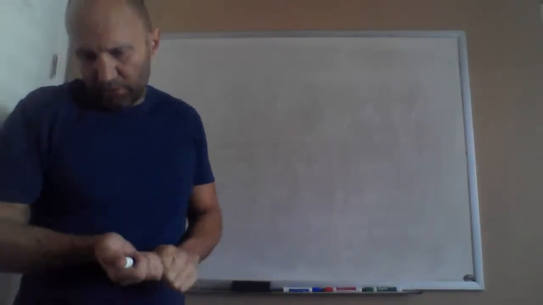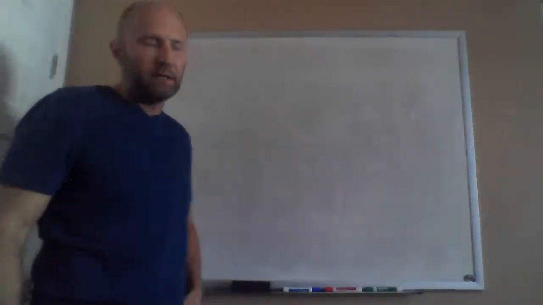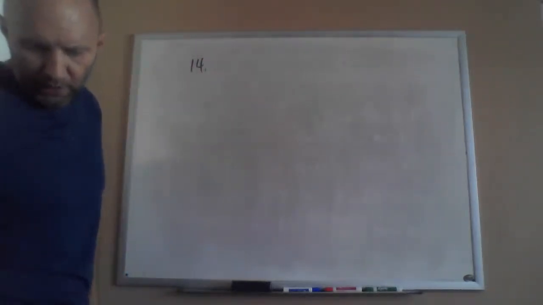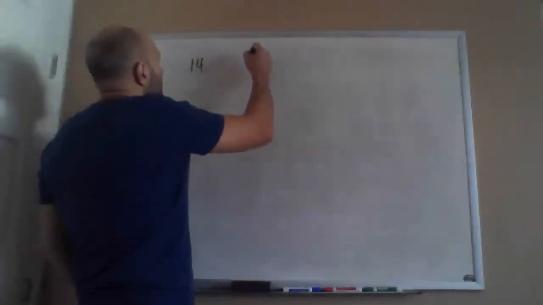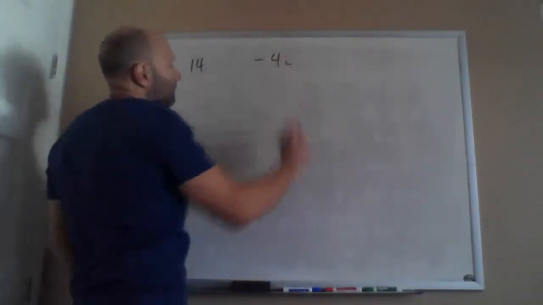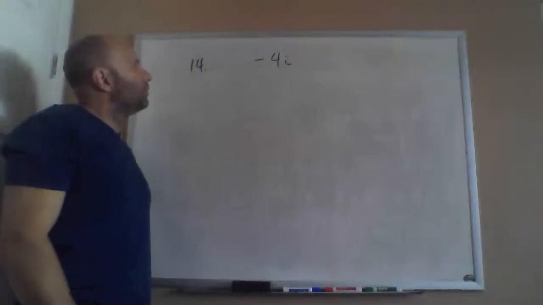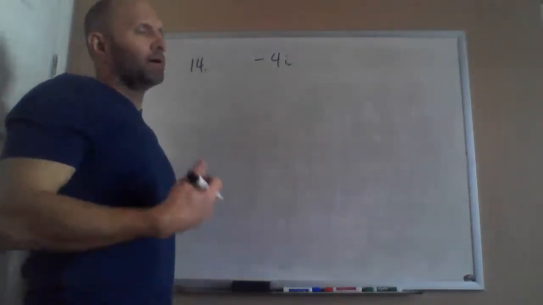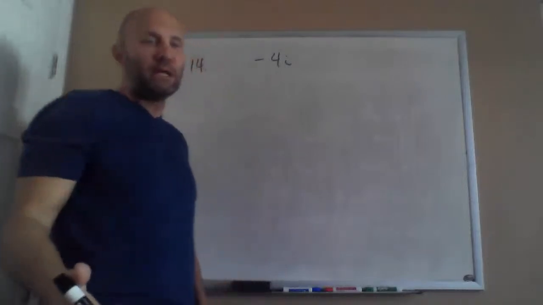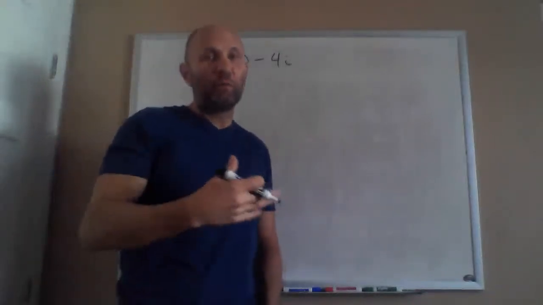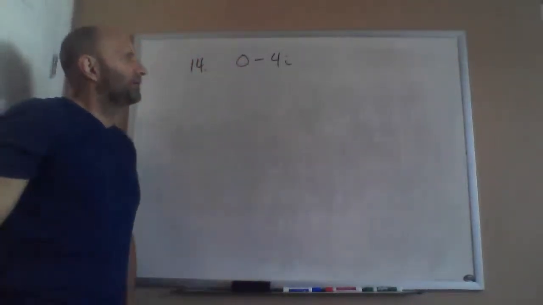All right, let's start with number 14. Actually, I'm going to jump around a little bit. So we want to write in polar form the complex number given by negative 4i. So our complex form is what? a plus bi. In this case, the a is just 0. So if we put in a 0 there, it makes sense when we start doing our calculations.